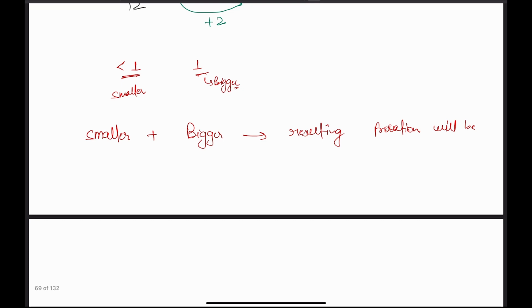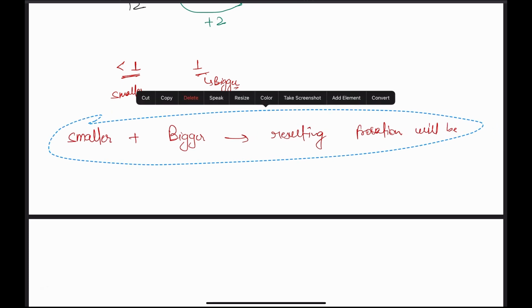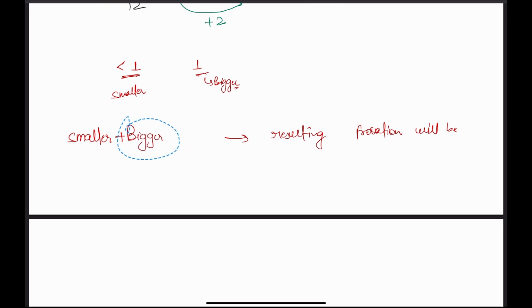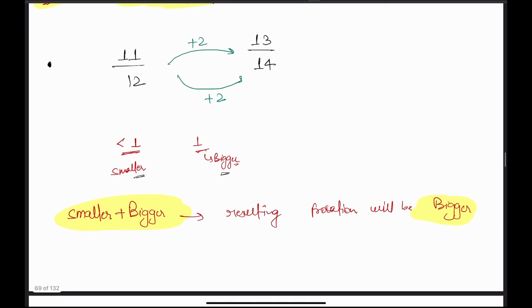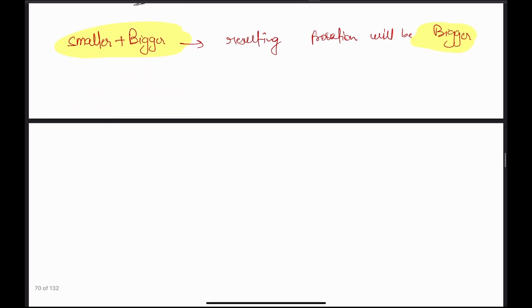So if you use the same hypothesis, what is going to happen? This is smaller, we added bigger, so the resulting fraction would be bigger. So our 11 by 12 will be less than 13 by 14. Okay, so a lot of questions could be solved like this.